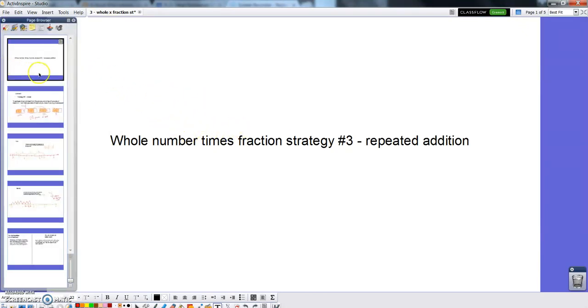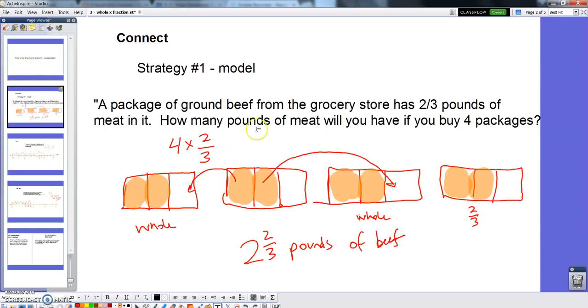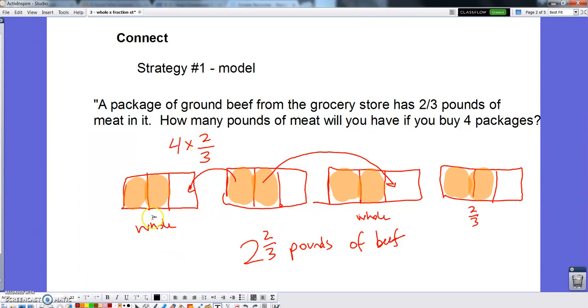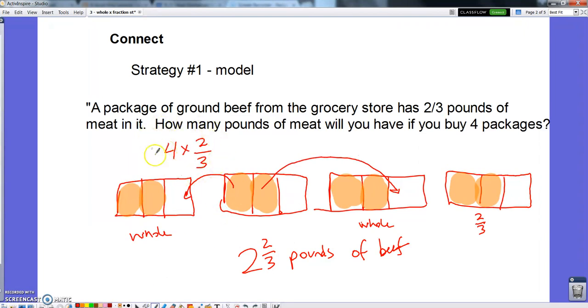All right. Just as a reminder, we've done two strategies so far. A question like this: a package of ground beef in the grocery store has 2/3 of a pound of meat in it. How many pounds of meat will it have if you buy 4 packages? That is a situation we can represent with 4 times 2/3. 4 packages of 2/3 pounds. 4 times 2/3. And here was the model.